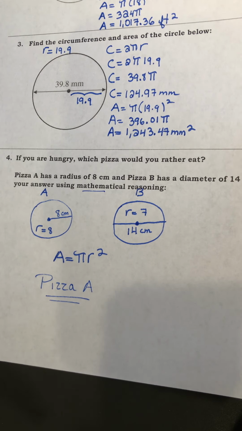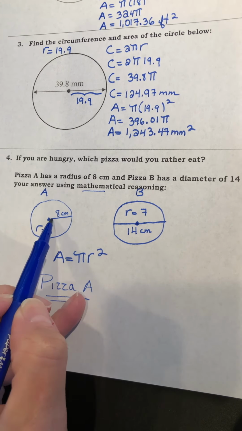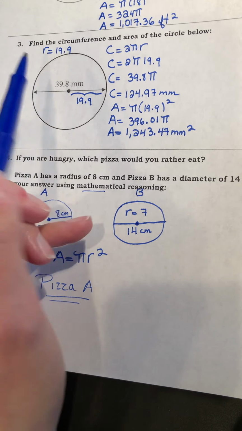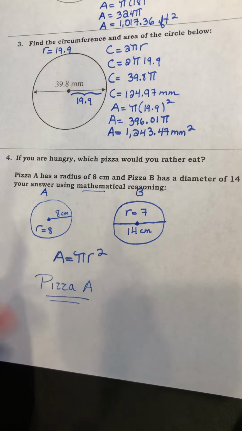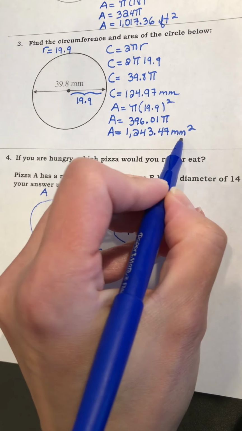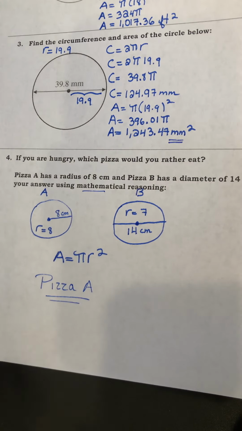So I hope that helped. I feel like these problems are pretty straightforward. Just make sure you're cognizant of using the correct radius, and don't get fooled when they give you a diameter. Just make sure you cut that in half, okay? And the only other thing to watch for is making sure your units are correct. Students get messed up on that sometimes. Other than that, it should be pretty straightforward.